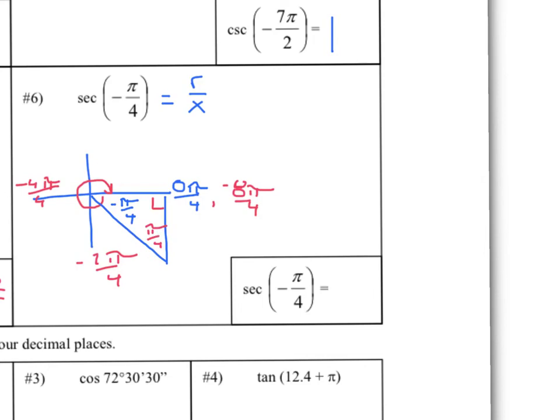Opposite my 45s are 1s. Take into consideration the quadrant you're in. We went to the right, so x is positive. We went down, so y is negative. The hypotenuse is the leg times the square root of 2. Secant, then, is r, which is the square root of 2, over x, which is 1, which reduces to the square root of 2. That finishes that section.